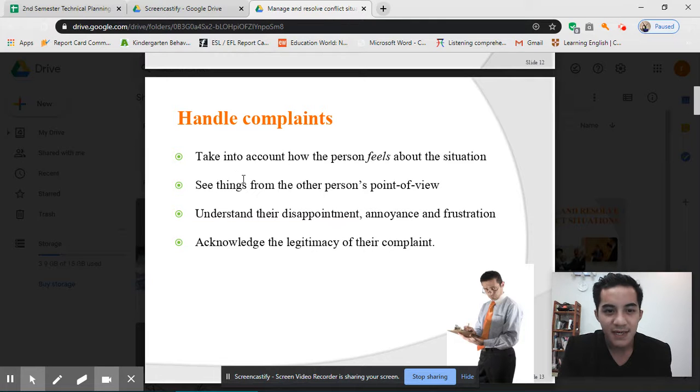Handle complaints. Take into account how the person feels about the situation. You ask him how he feels about it. Does he feel satisfied or unsatisfied about the situation and how it was handled? Something like feedback as well. See things from the other person's point of view. This is empathy: you place yourself in that person's position, and think about what he will feel if you are in his situation.